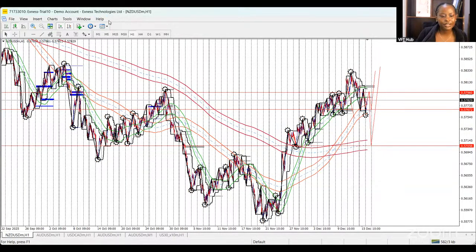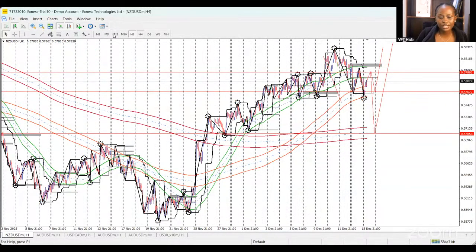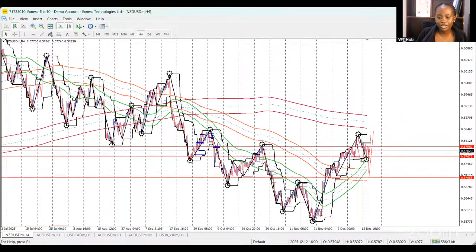So that's my bias for NZD/USD. As a quick recap, what I'm seeing on this asset class is that price is already giving us signs that it's going to buy. The buyer is already buying.